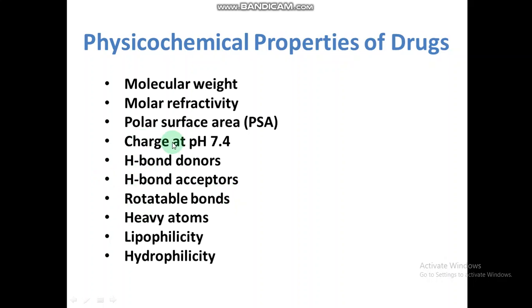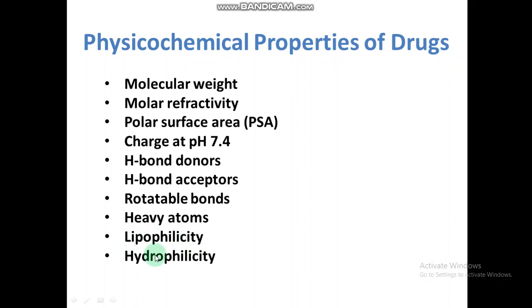If you don't know what hydrogen bond donors and acceptors are, you may watch my video which I have specially made on hydrogen bond donors and acceptors. Rotatable bonds. Rotatable bonds should not be greater than 5. So these also should be considered. Heavy atoms. Heavy atoms mean atoms like oxygen, nitrogen, chlorine, fluorine and sulfur. These kinds of atoms should not be too many in our compound. So heavy atoms should also be considered when we design our compound.